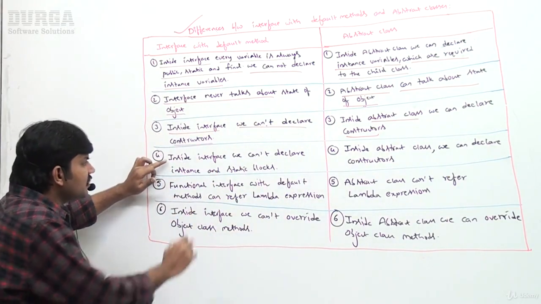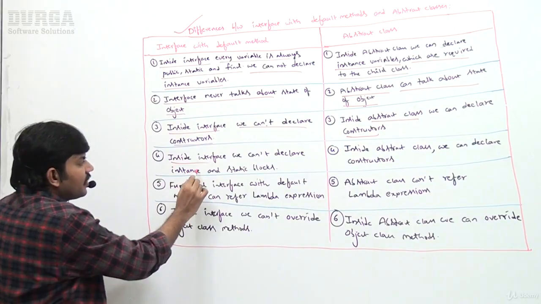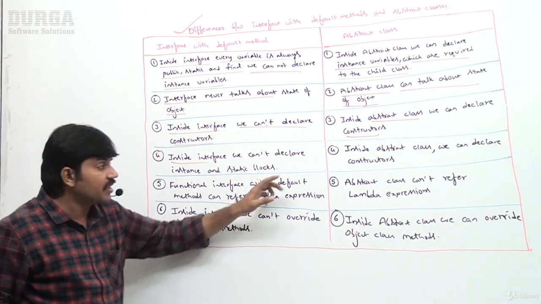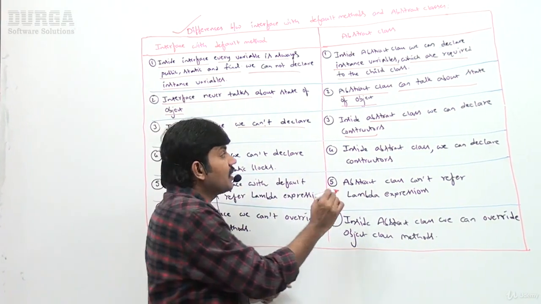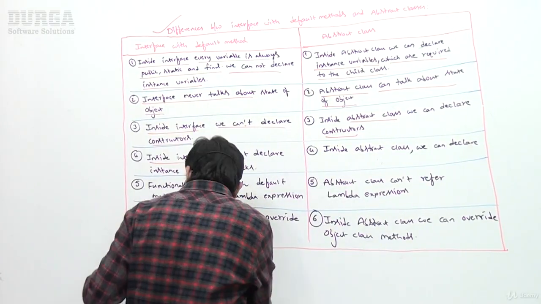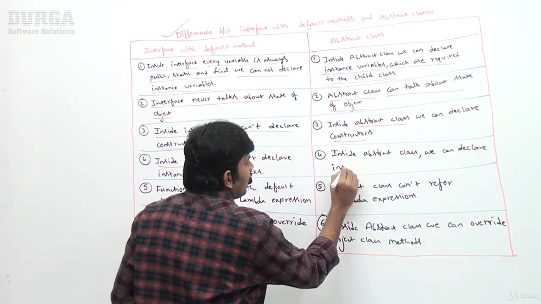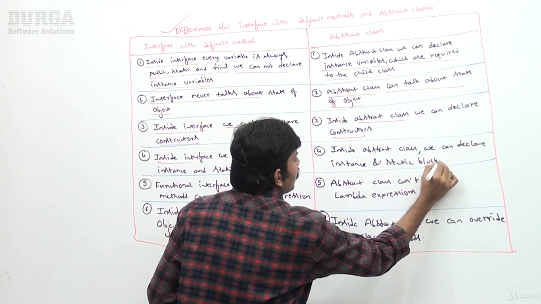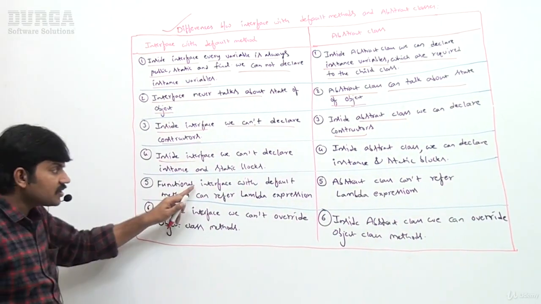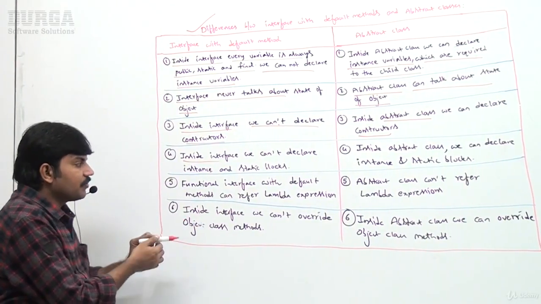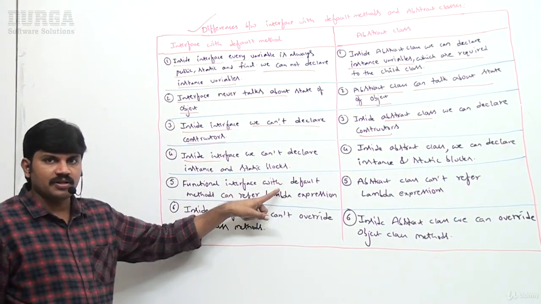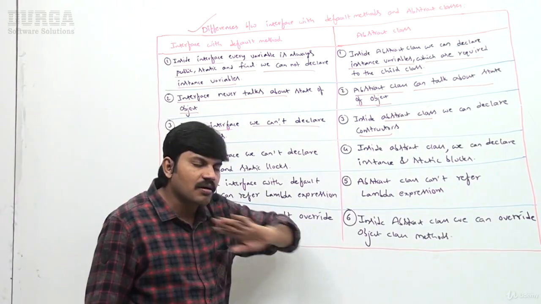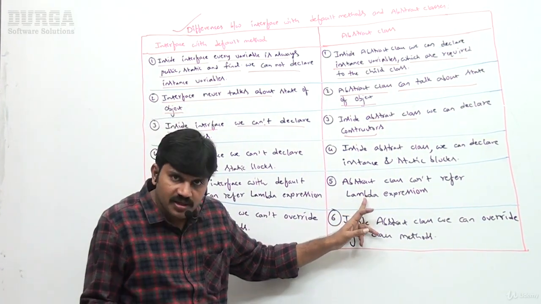Right? Next, sir, inside an interface we can't declare instance and static blocks. Sir, make sure I can't declare instance and static blocks, right? But inside an abstract class we can declare instance and static blocks, no problem at all. I can declare instance and static blocks. Are you able to understand, right? Next, a functional interface with a default method can refer to a lambda expression. An interface at a certain point can refer to a lambda expression, right? But an abstract class can't refer to lambda expressions, right? Clear for all of you, right?